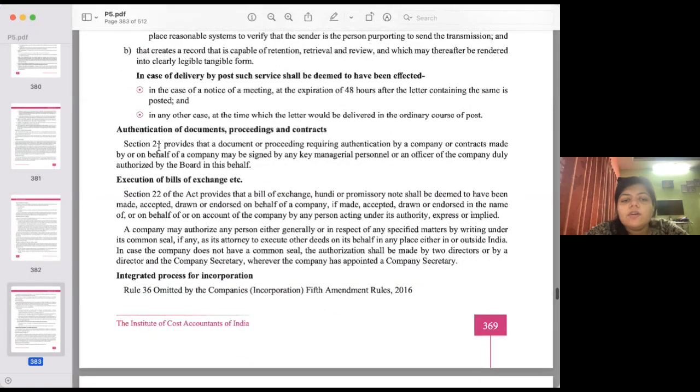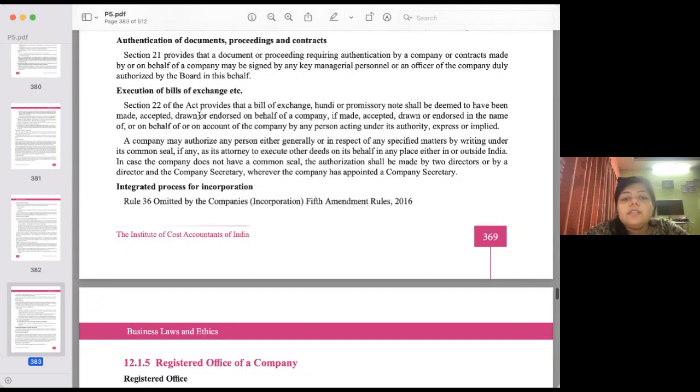Authentication of documents is the common seal, which I was talking about under Section 21. And execution of bills of exchange. Hundi is no longer a valid negotiable instrument, which we will deal with when we discuss the NI Act. But Section 22 of the Act provides that a bill of exchange or a promissory note would be deemed to have been made, accepted, drawn, or endorsed on behalf of a company if it was done by a person acting under its authority, express or implied.